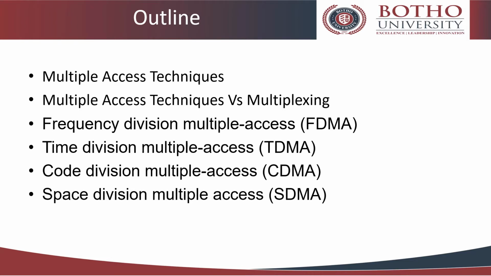Multiple access just means many can access at one time, while multiplexing is a process to combine multiple signals for transmission over a single channel or media. Generally, multiplexing combines several low-speed signals for transmission over a single high-speed connection.